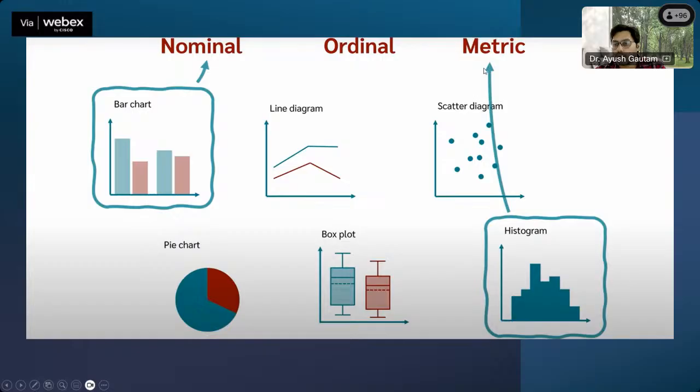Then comes the metric data. If metric data has been given, then you can make histograms. Histograms are for when the data can be anywhere, like a scatter diagram plot, or distributions. If you want to make the distribution of any data, you have heard of the Poisson distribution, normal distribution, etc. Those distributions, those calculations and charts can only be done for metric data. If the data given to you is nominal and you made a normal distribution of it, that is not practically correct. So if the data is metric data, then you can always make the histograms.